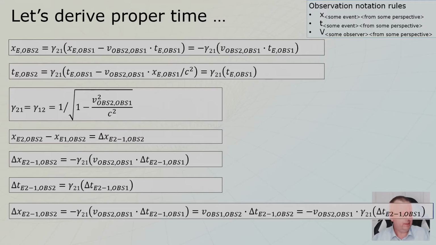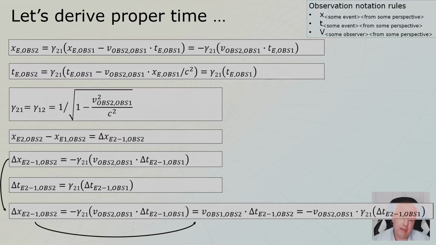Let's see, I'm going to repeat the equation for delta x through the eyes of observer 2, just by taking this formula, as you can see with the arrow. But I can also say the difference between the location of these two events through the eyes of observer 2 is the same as the velocity of observer 1 through the eyes of observer 2 times the delta time through the eyes of observer 2. So there we have it, v delta t.